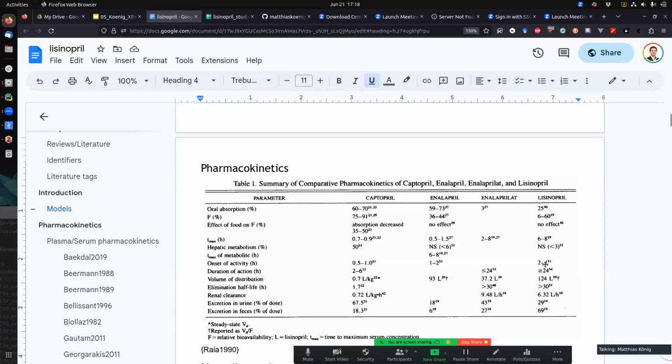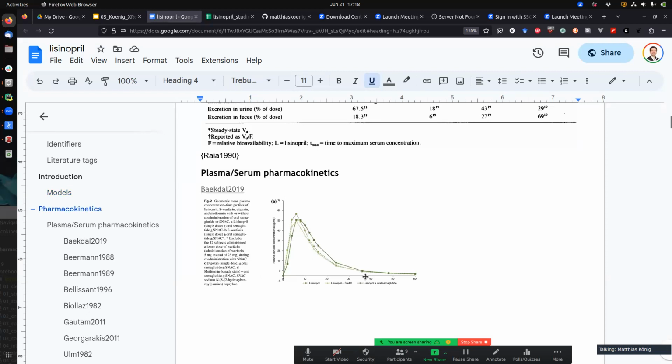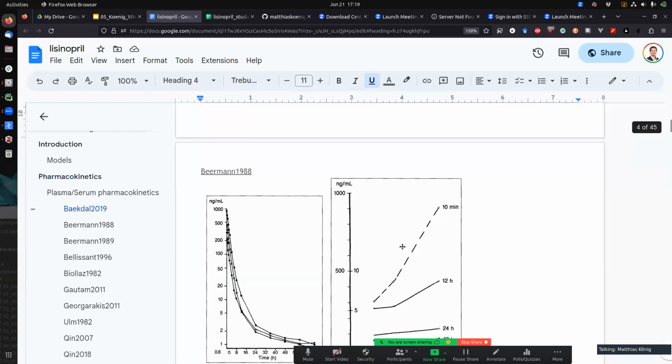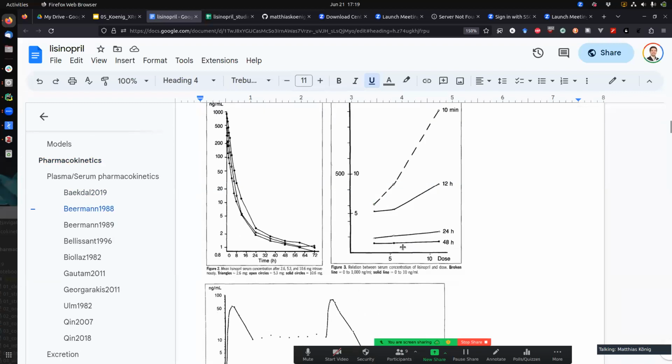The onset of activity is normally 2 to 4 hours, and the duration is around 24 hours. You have a large renal clearance, and you see this also in this curve. The action is pretty fast, in a few hours it's going up, but it's long lasting. It takes pretty long, and after 24 hours you still have a substantial amount of the drug in the blood.